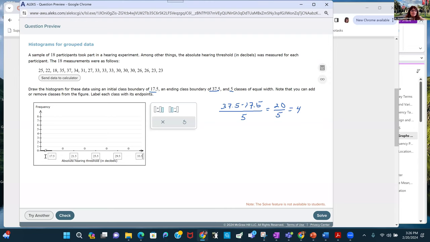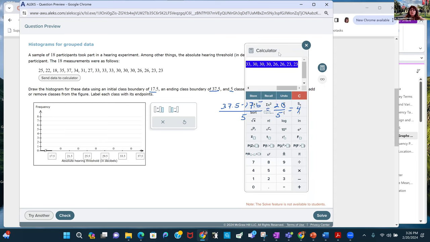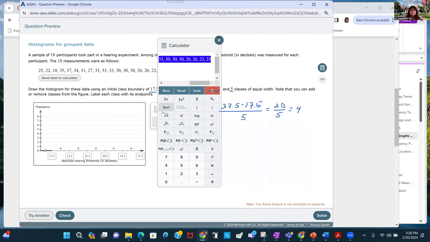Because if you don't have enough, you can add columns. Because we want the ending class boundary to be 37.5. So that's just labeling these boundaries. And then you can send the data to the calculator. While it's highlighted, click on sort.